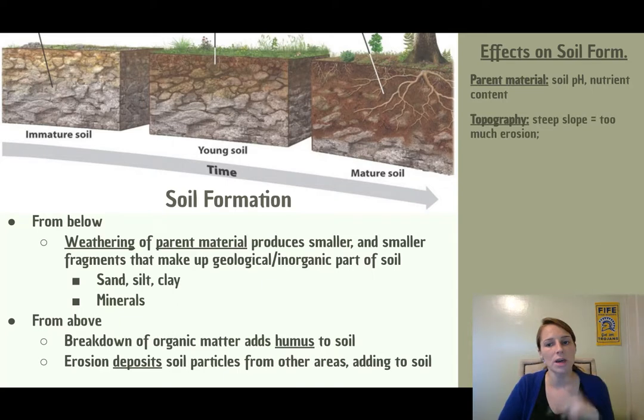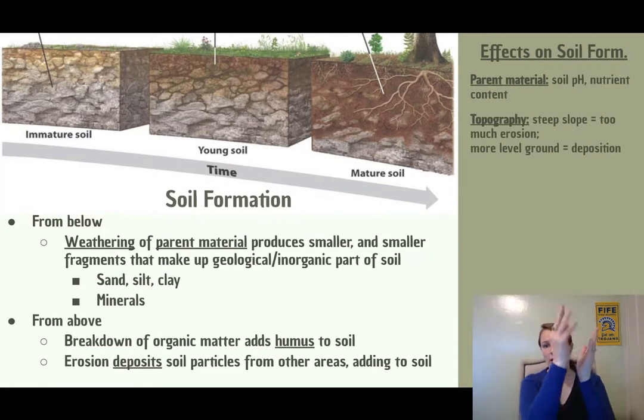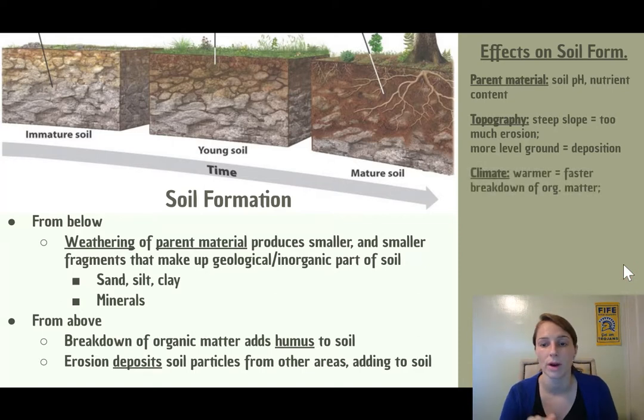Additionally, topography is going to impact it. If you have a really, really steep slope, you're going to have a lot of erosion, and you're going to have more of this eroded material deposited at ground level. So think of steep mountains, how you're going to have more of that soil being eroded down the mountain, and then you're going to have more of a deposit at the bottom of it on the more level ground.